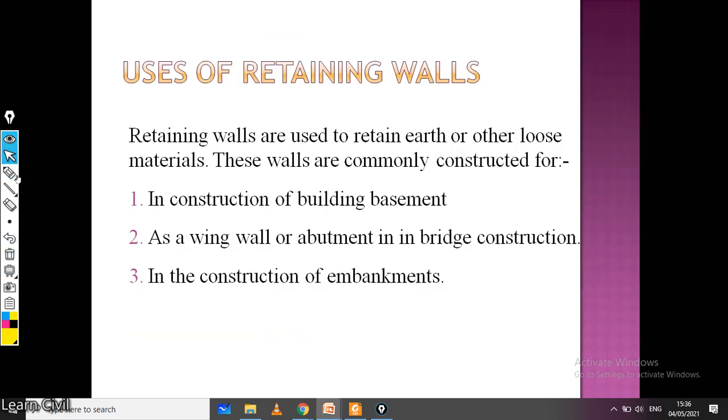What are the uses of retaining walls? Retaining walls are generally used for construction of building basements. They can be used as a wing wall or abutment in bridge construction. They can be used in the construction of embankments. Okay, I'll show some more pictures to you so it will be clear.